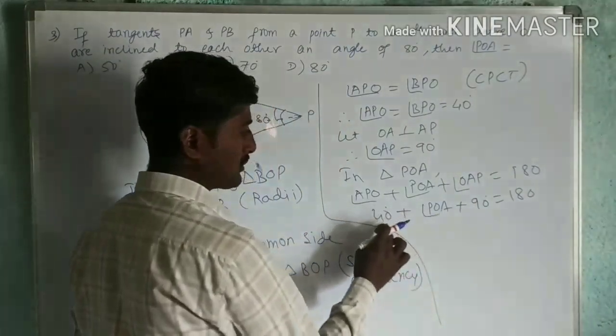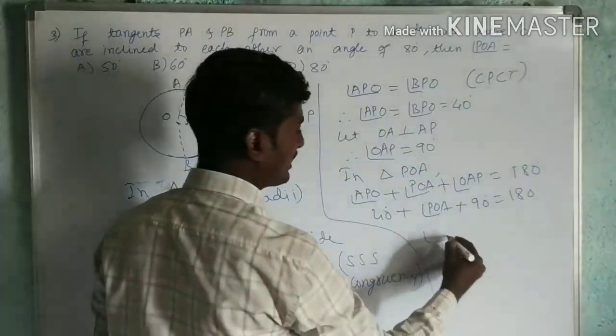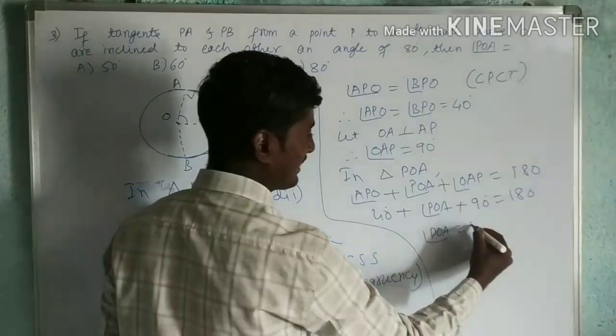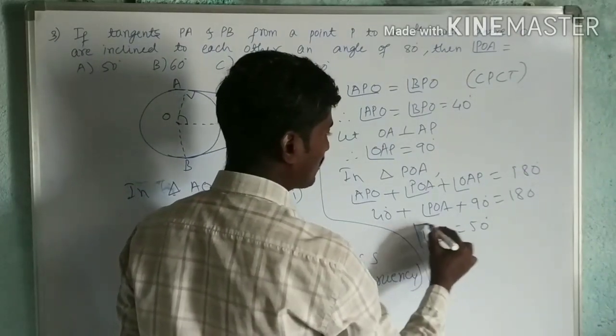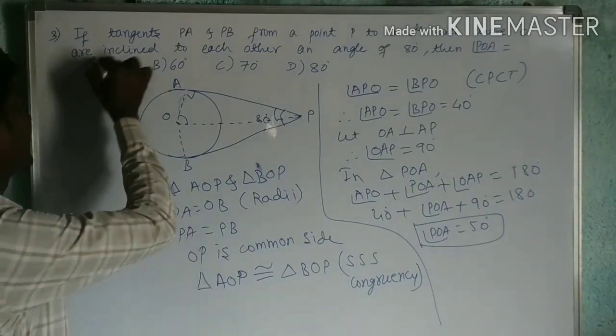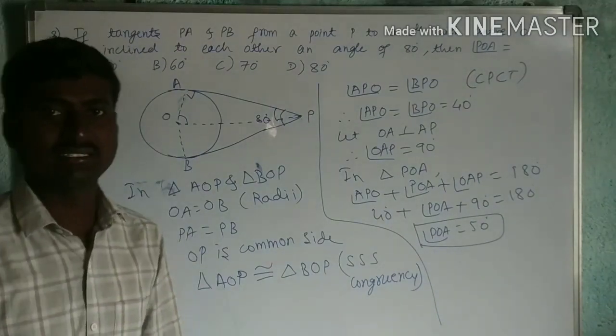So 90 plus 40, 130. So it goes to that side. POA is equal to 180 minus 130. That is how much? 50 degrees. So this angle I got here is 50 degrees. Therefore the right option is option A.